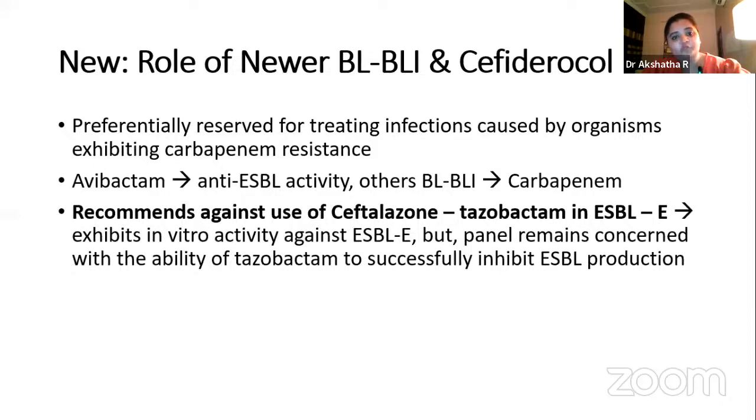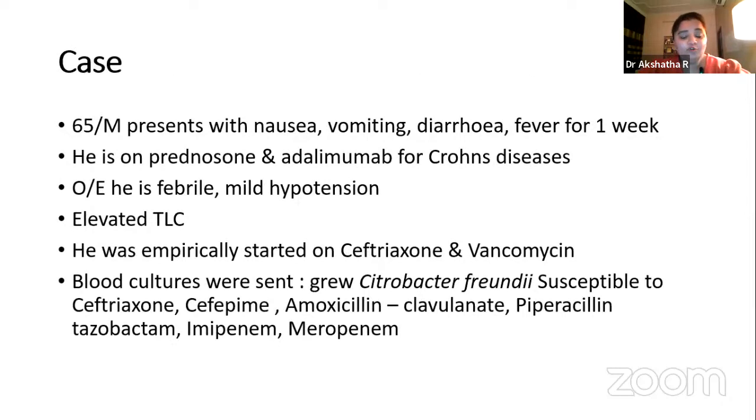Next, what they've added is the role of newer BLBLIs and cefiderocol in ESBL Enterobacterales. Obviously these will have activity against ESBL-E, but we have to preferentially reserve them for treating infections caused by organisms like your CRE. One important thing they've added is not to use ceftazidime-tazobactam in ESBL-E, because the tazobactam component, just like your piptaz, is not adding any further advantage, and this concerns the inhibition of the ESBL production. So only in places where there is no other option and there is a polymicrobial infection, you can go for newer BLBLIs, otherwise avoid.